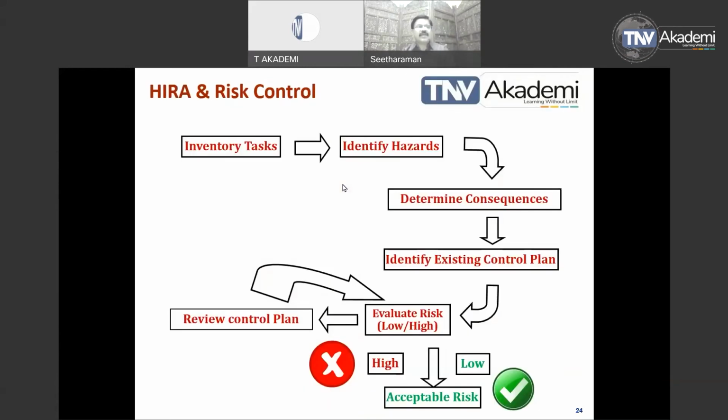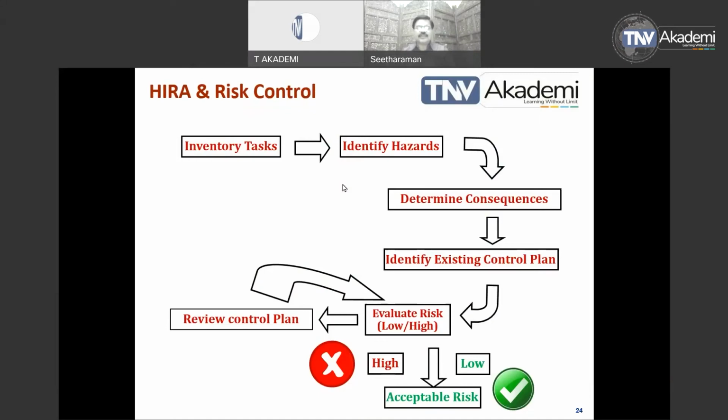Then we have to assess them. So how do we do that? First, we have to inventorize the tasks, what all activities we are doing in our area. That's where worker participation is important. They will tell what all things they are doing on a day-to-day basis. That's what I call the inventory of tasks. Then for each and every task, we look at what type of hazards they are exposed to. That will lead to identification of the hazard, and it is a team effort, so it will be effective.